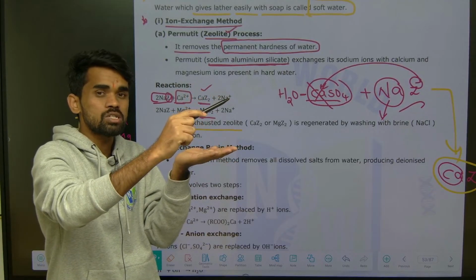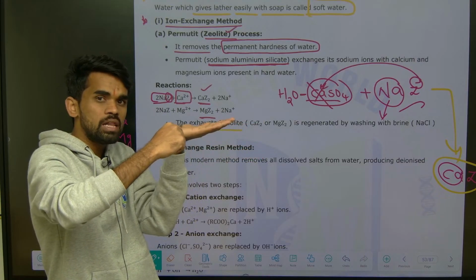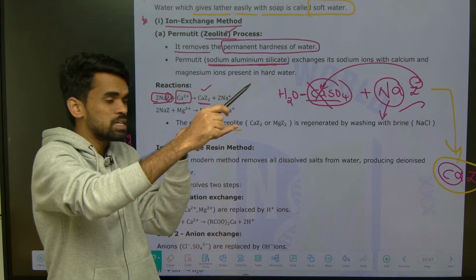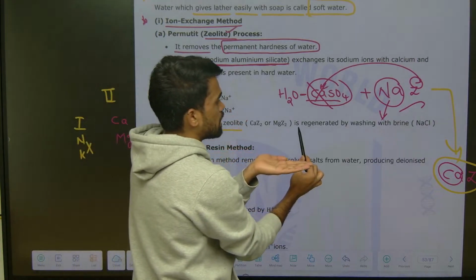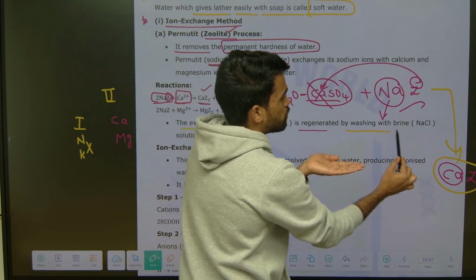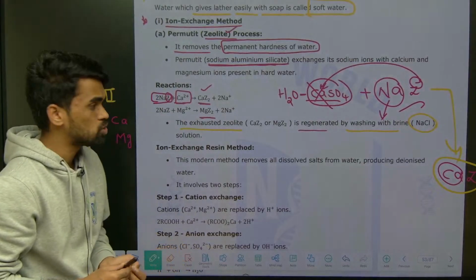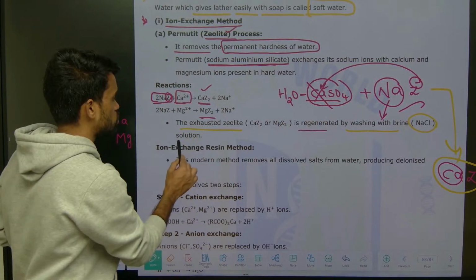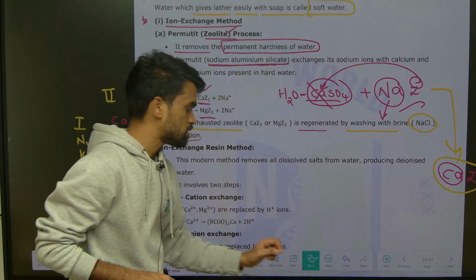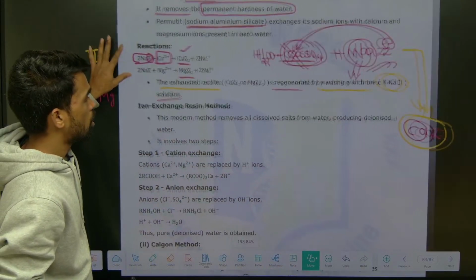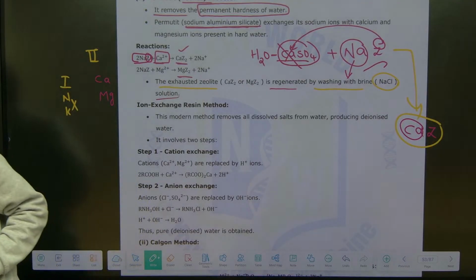Why do we need to wash it out? Because we need to reuse the zeolite. It means we need to remove all that calcium and magnesium from the exhausted zeolite. So for that we can regenerate our zeolite bed by washing with a brine solution. With what solution? Brine solution. What do we mean by brine solution? Sodium chloride solution, that's it. So this is how the zeolite method or permutit method is used for removal of hardness causing substances from water. Okay, then next we have one more method.